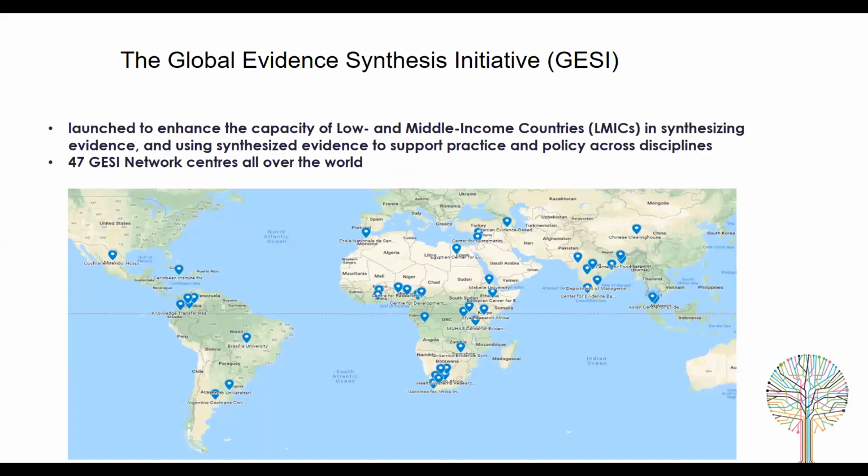Another major initiative that we have the pleasure to host at AUB and at the CRI is called the Global Evidence Synthesis Initiative. As the name suggests, it is intended to support countries in low and middle income countries in developing systematic reviews. We are supporting about 47 centers all over the world, as you can see in the map.